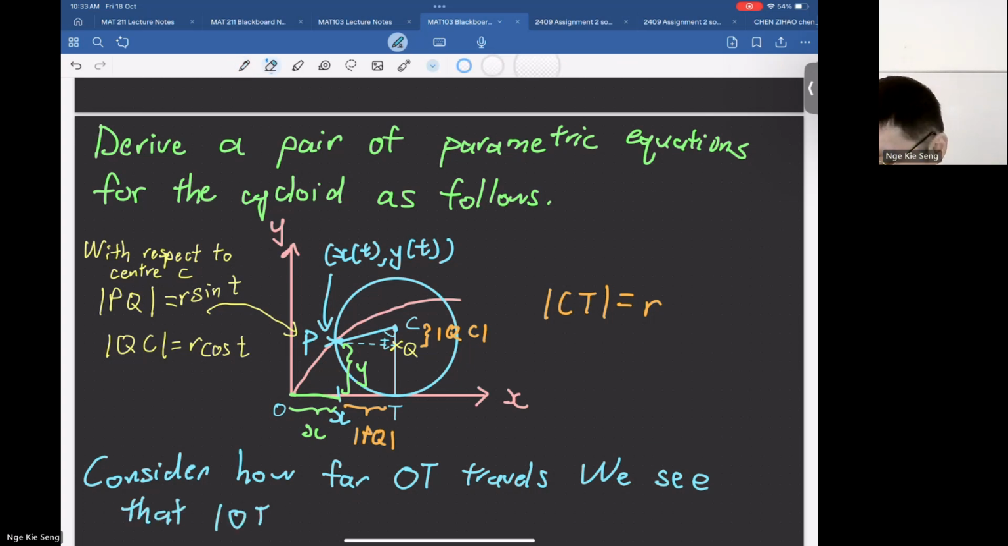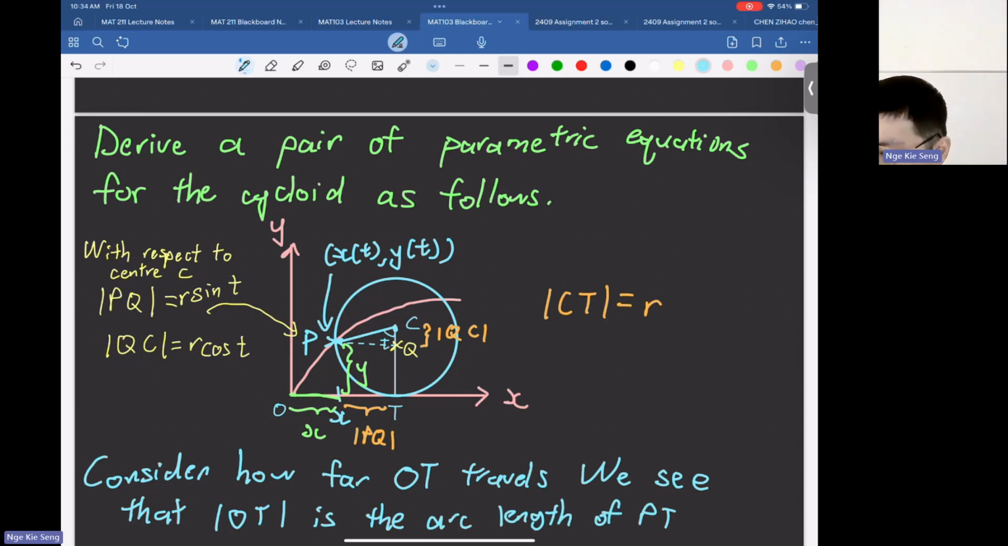OT is the arc length of PT. What's the arc length of PT? Meaning this part is your OT. But how do you compute this part? This is simply R times T. So in our case, it's T. Okay, so OT is R times T.